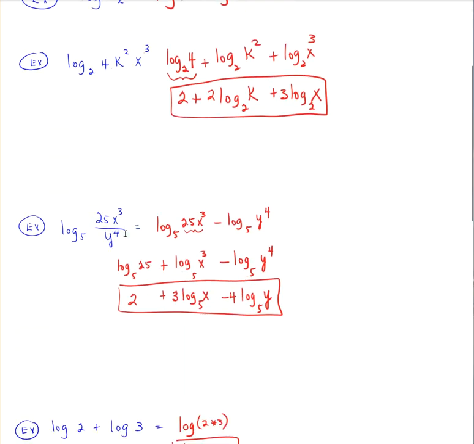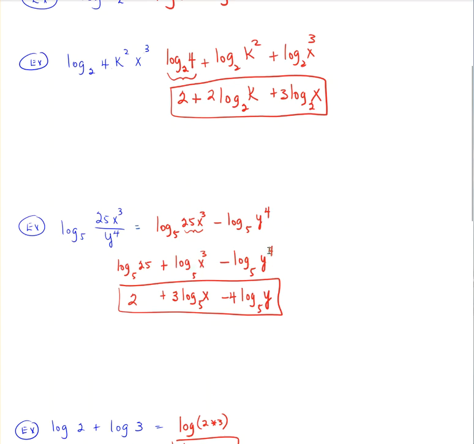On this one, this is a quotient, but it also has a product up here. You want to do your quotient first. So the quotient is the top log minus the bottom log. So we get log base 5 of 25x cubed minus log base 5 of y to the 4th. Then we take care of the product: log base 5 of 25 plus log base 5 of x cubed, minus that part.